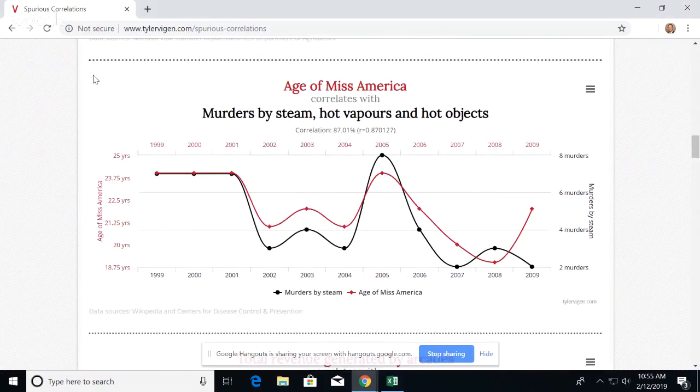How about this one? The age of Miss America and murders by steam, hot vapors, and hot objects. The younger the Miss America is, the less likely you are to be murdered by steam. Well, let's get like a 16-year-old in there. They should put an age limit on there. Can't be more than 20.